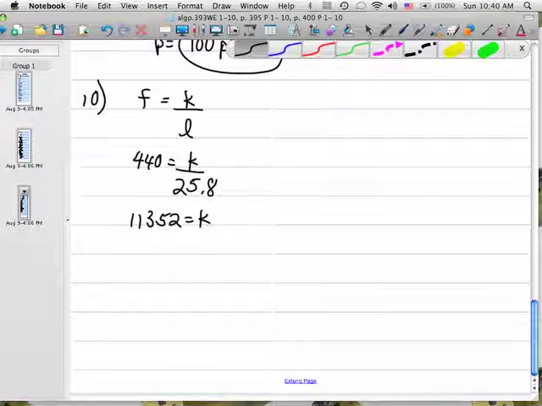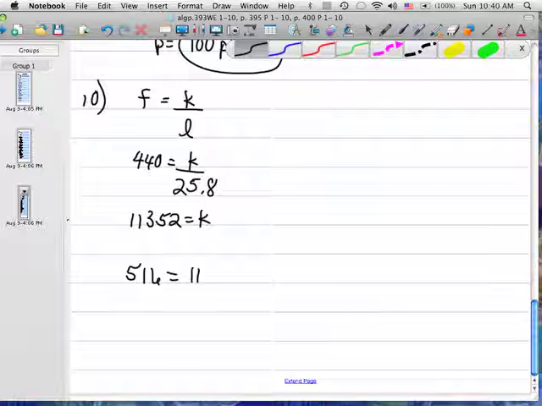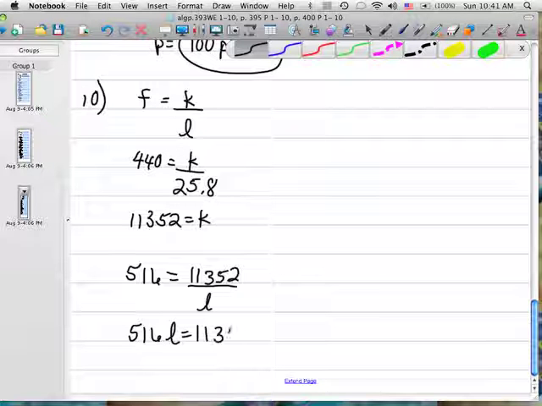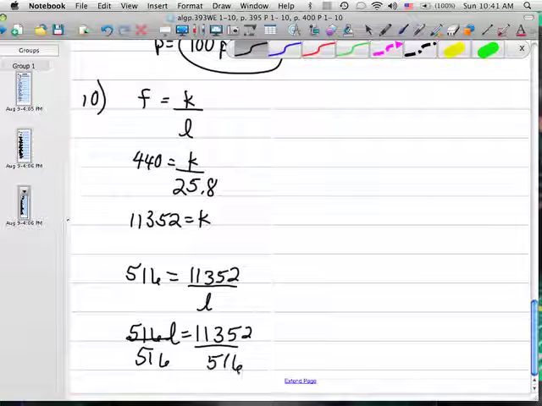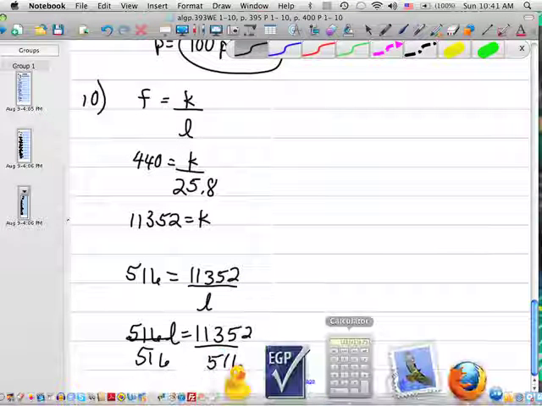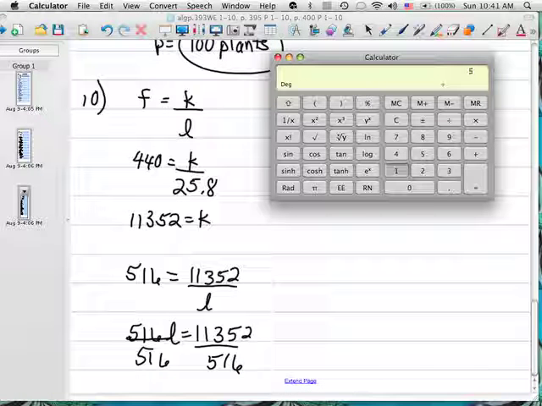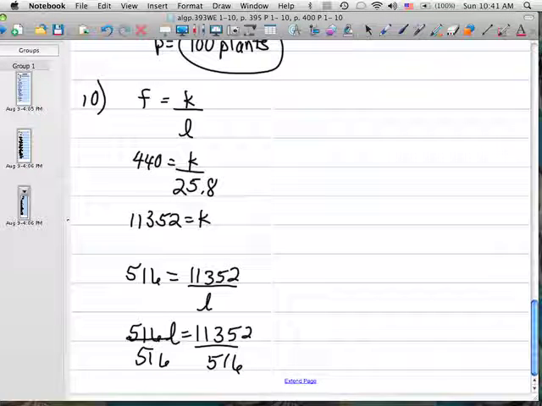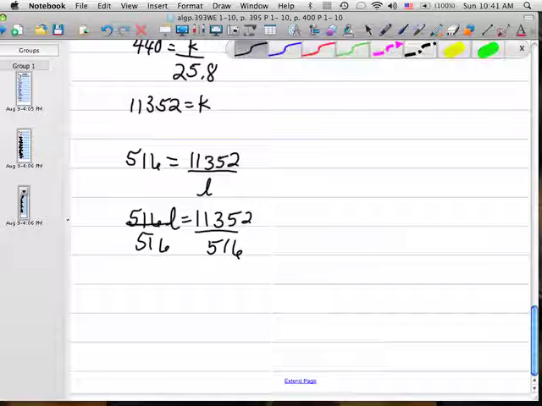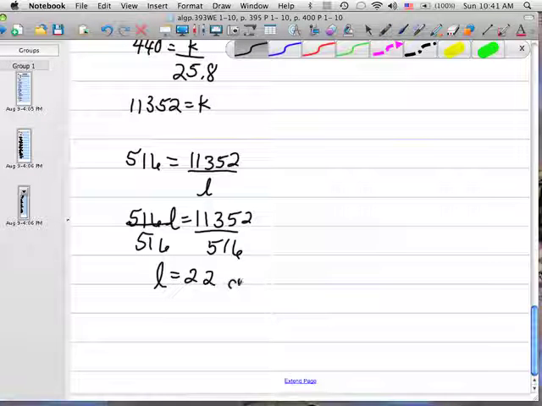So now we need to find the length of the string needed to produce a tone of 516 hertz. So 516 equals 11,352 over L. So 516L equals 11,352, divide by 516, and we get 22. So the length is 22 centimeters.